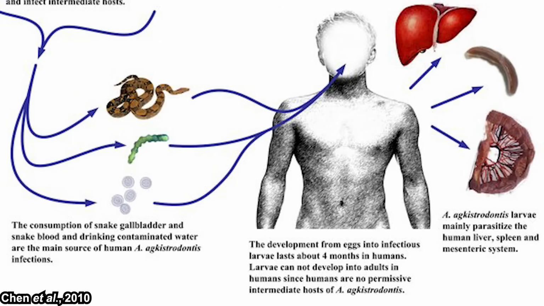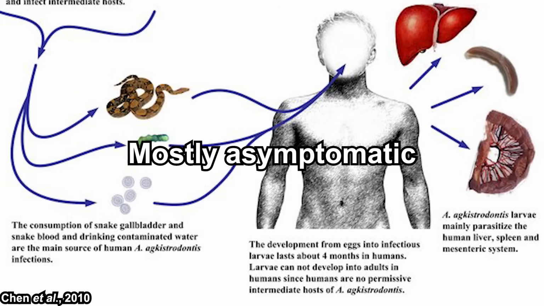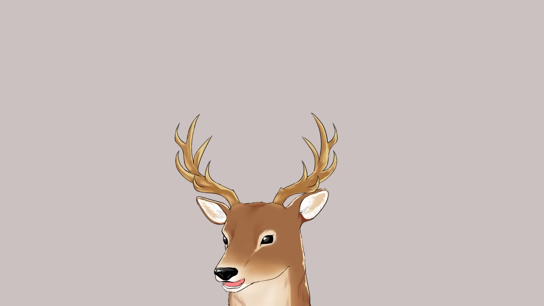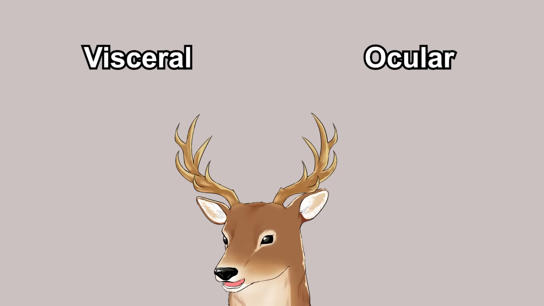Most pentastomiasis in human are asymptomatic, meaning you could have some tongueworms in your body and you wouldn't even notice that. However, it really depends on where the larvae reside and how severe the infection is. For example, multiple eggs could be swallowed, and a lot of larvae can reside inside your body. There are two major types of pentastomiasis in human, visceral and ocular.